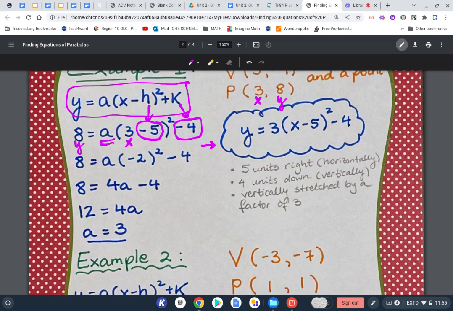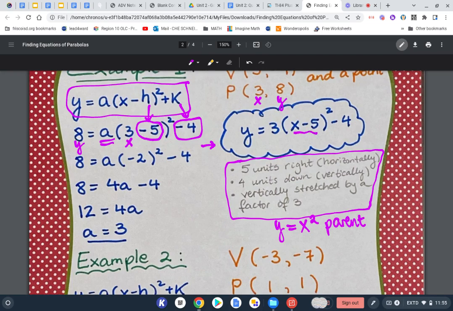Now, to connect to the transformations that we talked about, that is what is happening. Compared to the parent function, which of course you know the parent function of a quadratic is y equals x squared. Okay, that's your parent. And so the question is, what happened to the parent function? We have a sideways movement, which is horizontal.